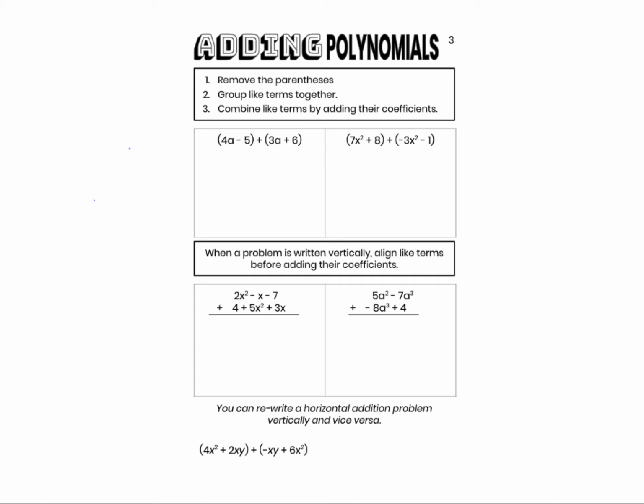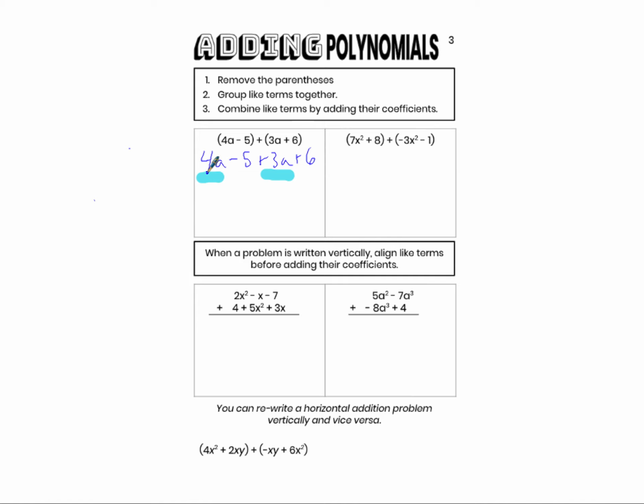When we are adding polynomials, we are using our skills of combining like terms. In this first example, we are adding the polynomial 4a minus 5 to the polynomial 3a plus 6. And this is just equivalent to the sum 4a minus 5 plus 3a plus 6, where we will combine like terms. Some students like to just color code indicating which terms are like terms and then go straight from there.